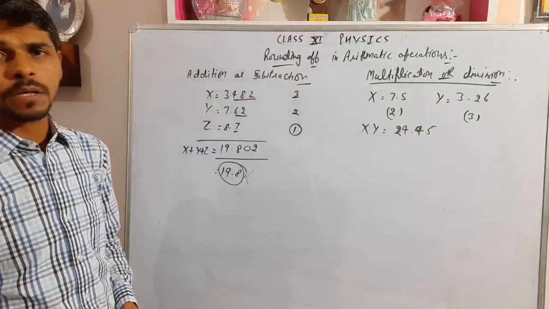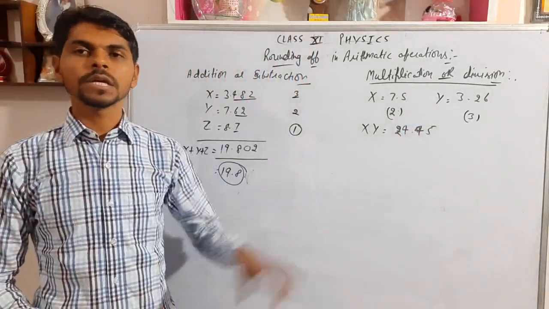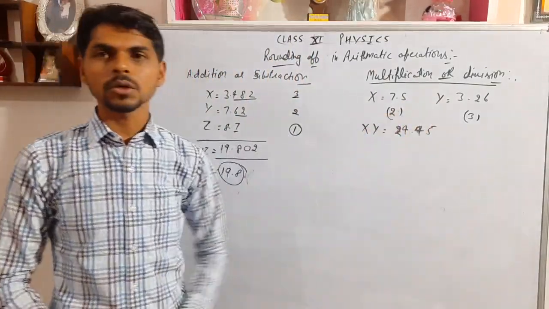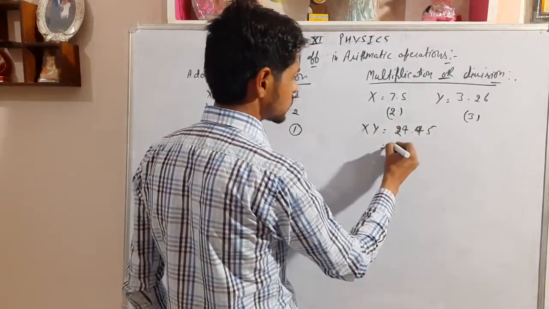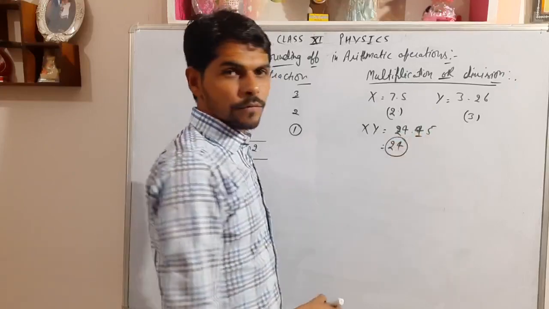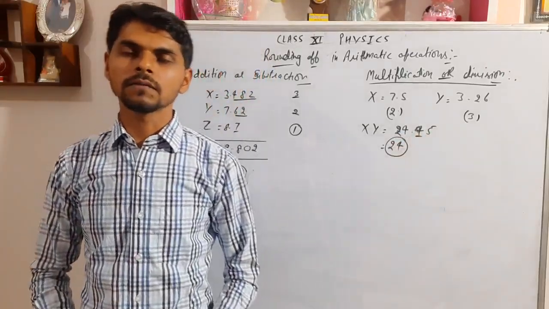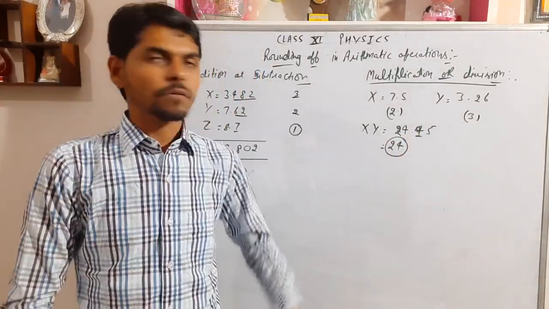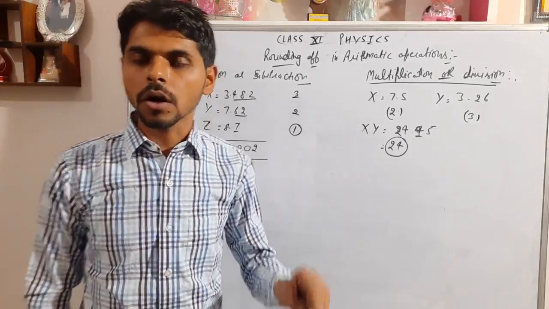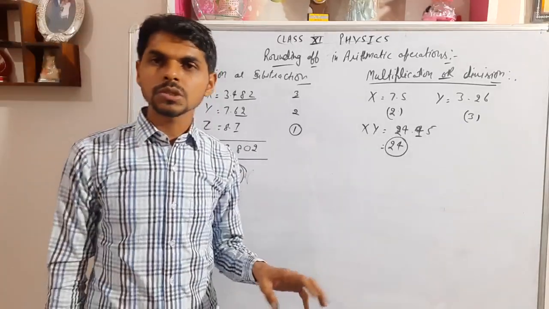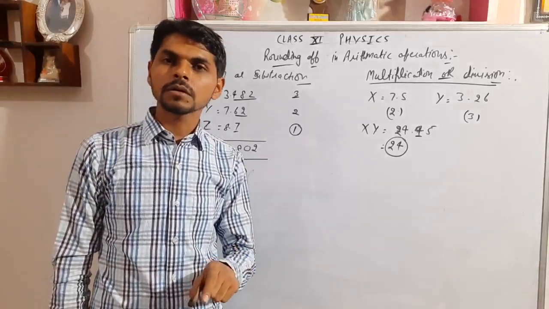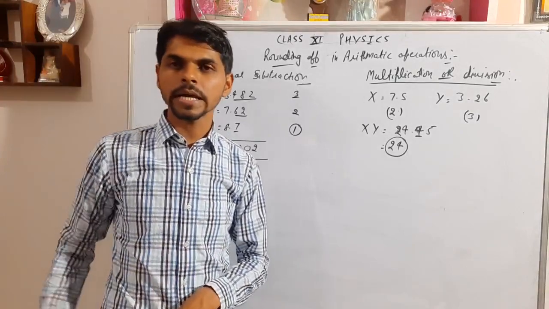This has 4 significant figures, but the answer should be rounded off to the least number of significant figures in the given statement. There are 2, there are 3, so the least is 2. So the answer must have 2 significant figures. The 2 significant figures are 2 and 4. We are dropping 4, which is less than 5, so the previous digit will not be raised. So the answer will be 24. If we are multiplying or dividing, we have to choose the term with the least number of significant figures, and the answer will have that number of significant figures.